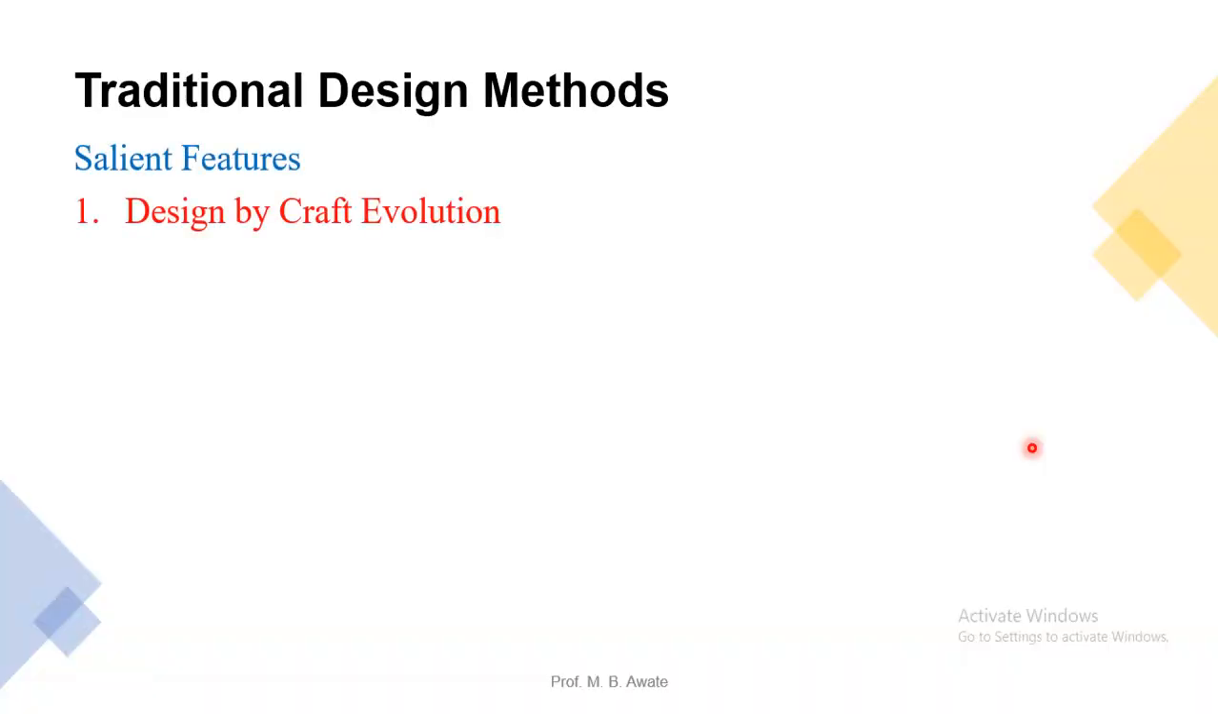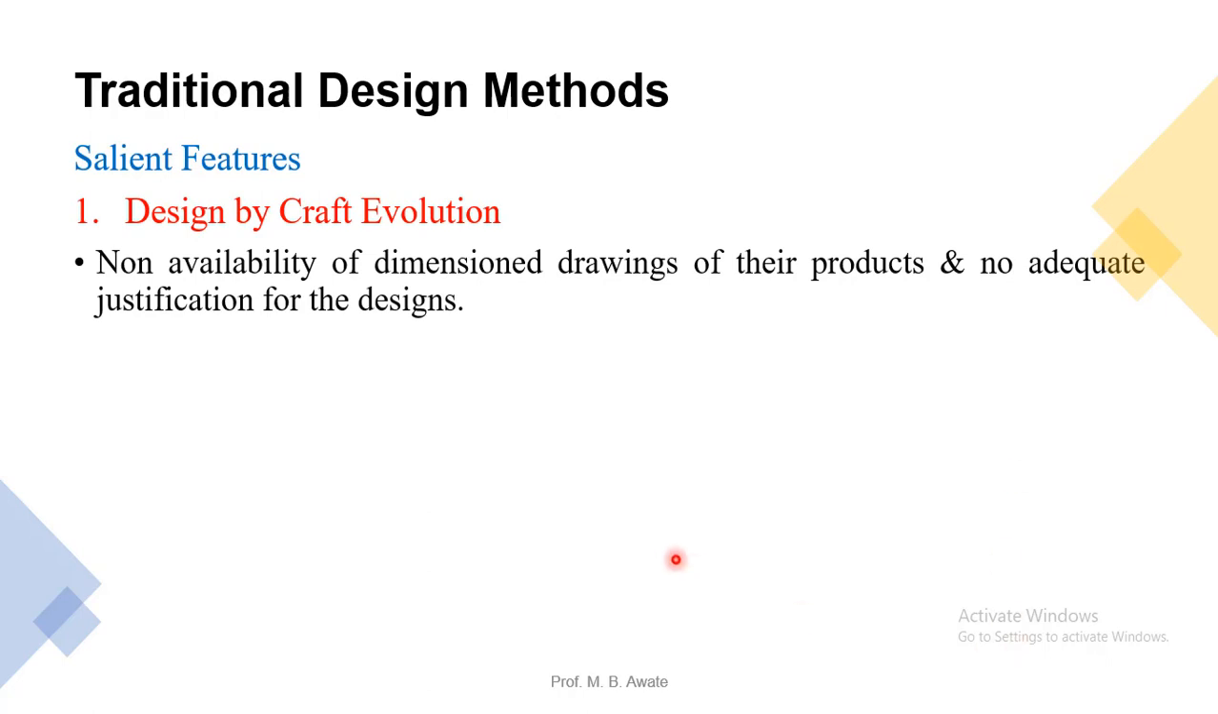So the first feature is, in case of craft evolution, there is non-availability of dimension drawing of their products, and also there is no adequate or proper justification for the designs. Means whatever products are manufactured by using the design by craft evolution method, they do not have dimension drawings, and they don't even have the justification for the design of the product which they have manufactured.